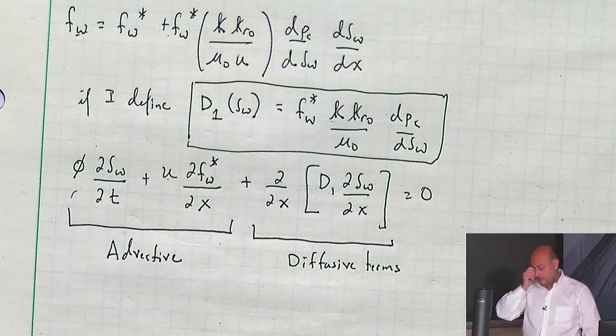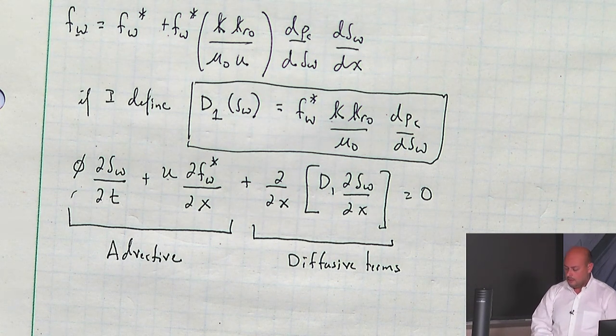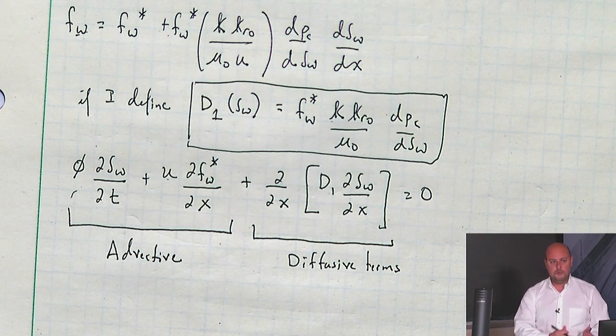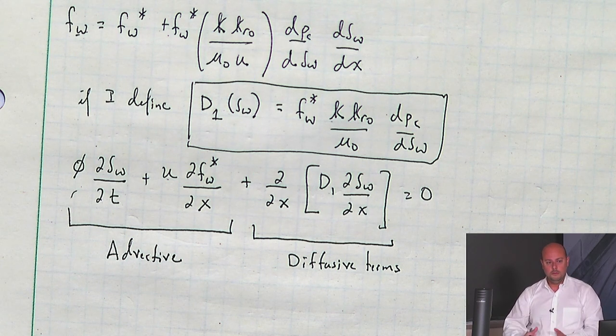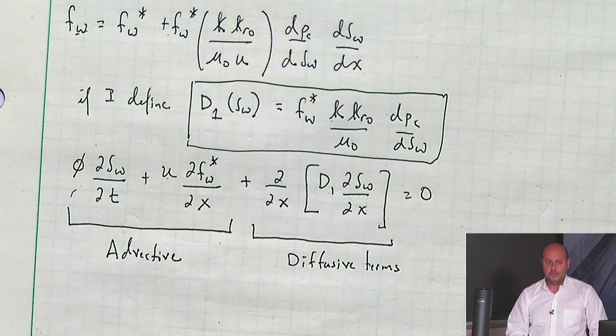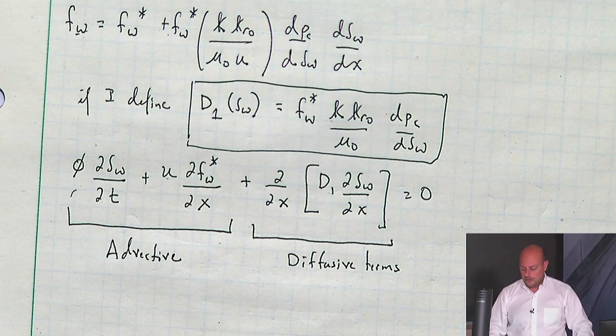And what do I mean by diffusive? What I mean is that when we had these advective terms, we had this moving wall, and the saturation would only change because of velocity. Now you have some diffusion, so some spreading that's due to capillary pressure.